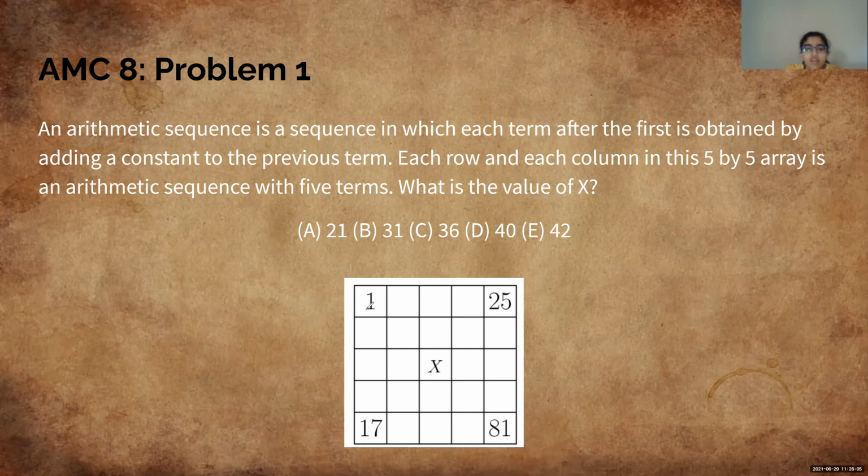We get 17 and 1 sum up to 18, so what's halfway between them is 9. Then 81 and 25 sum up to 106, so the number halfway between them is 53. To find the number halfway between them to get to x, we do 53 plus 9, which is 62, and then divide by 2 and we get 31. So the value of x is 31.